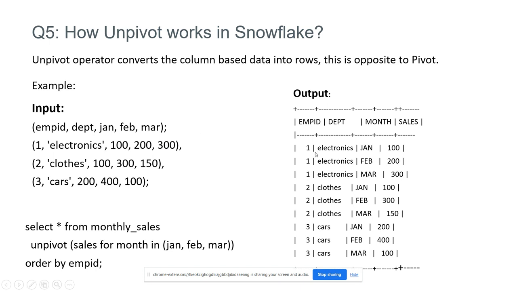For employee ID one, for department electronics, for month, what is the amount? For the January month what is the amount? For February what is the amount? For March what is the amount? I want to see them in different rows, not all in the same row, with these columns, month and sales.